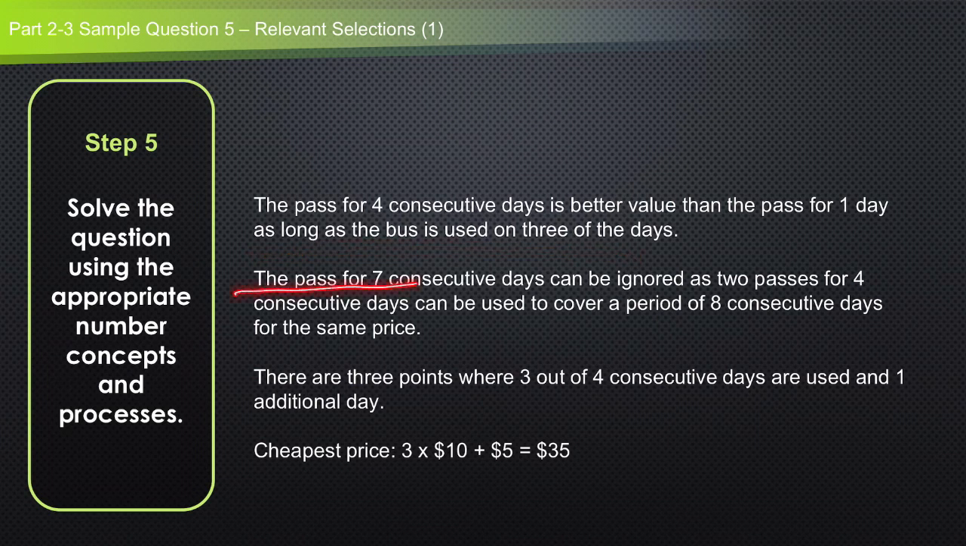The pass for 7 consecutive days can be ignored, as 2 passes for 4 consecutive days can be used to cover a period of 8 consecutive days for the same price. There are 3 points where 3 out of 4 consecutive days are used and 1 additional day. So the cheapest price would be 3 times $10 plus $5, and that is equal to $35.